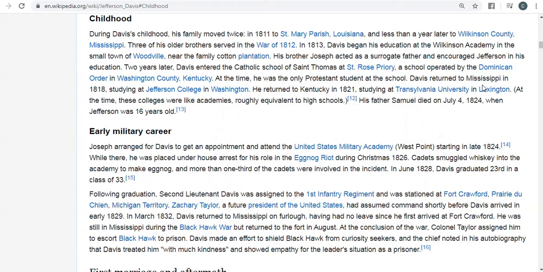That's where I'm from. As a matter of fact, two of my cousins went to Transylvania University, which is a very, very prestigious and a very, very expensive private school. It's one of the top liberal arts colleges in the entire country. But then he got an appointment to the United States Military Academy.